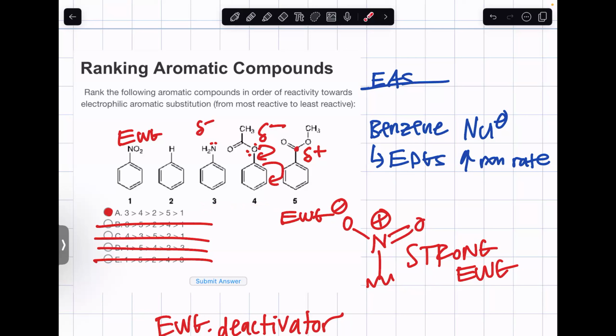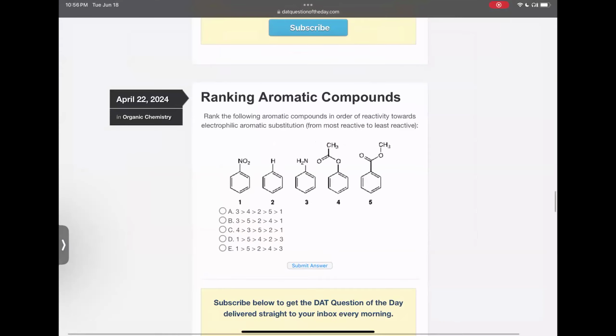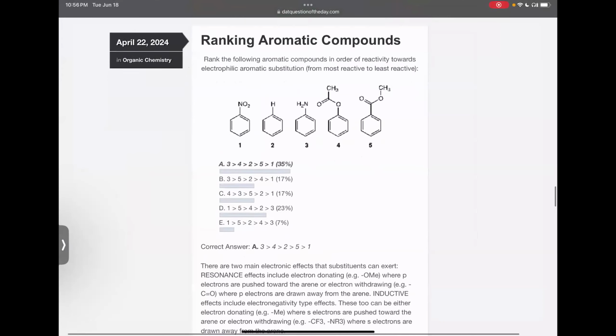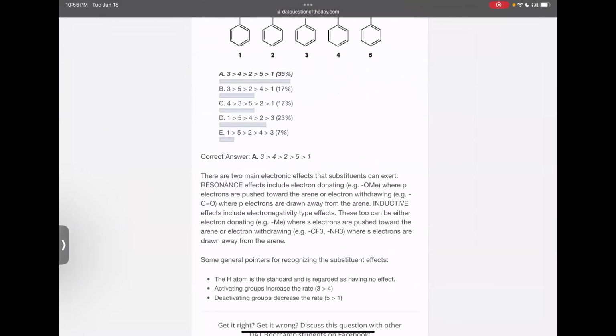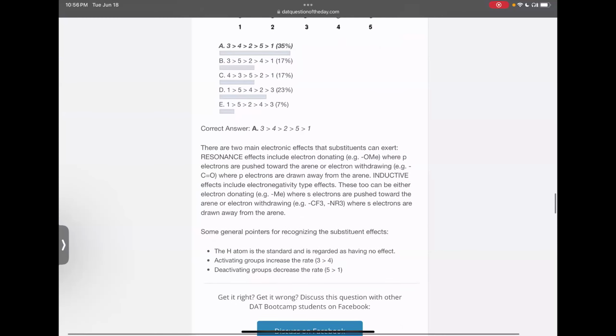And then 2, that's the one in the middle. It's not an EDG, not an EWG. Right. Okay. So we said it was A. Yes. Okay. There are two main electronic effects: resonance, EDG, and inductive effects, which is the electronegativity.